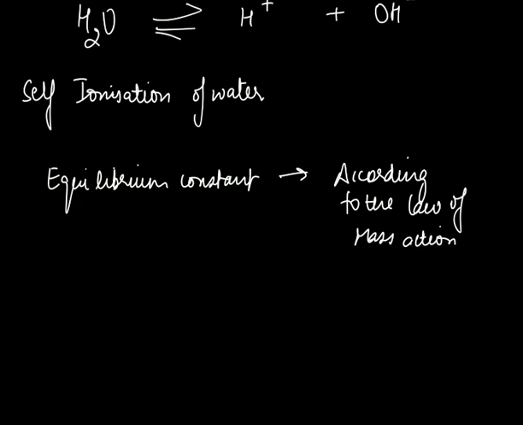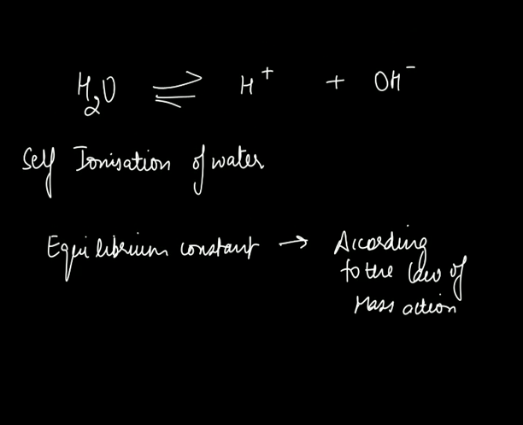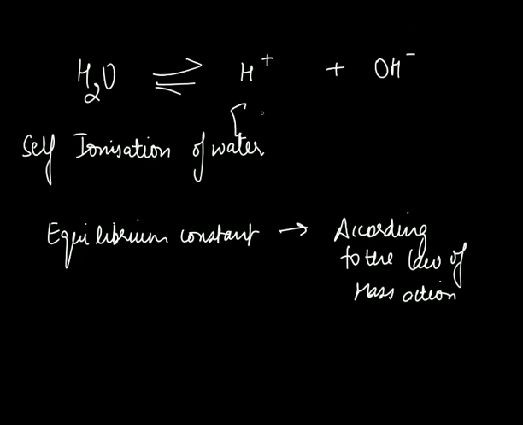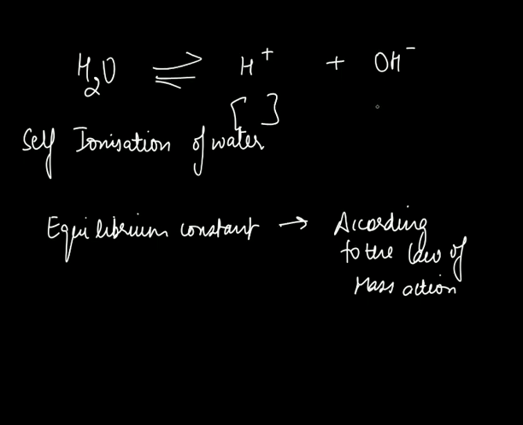So according to the law of mass action, how do we write it? It's whatever concentration we have for H positive ion and whatever concentration we have for OH negative ion. Specifically with respect to pH, we always write the concentration in brackets. I'm not talking about how to calculate the concentration, because in these questions it will be given in the question.